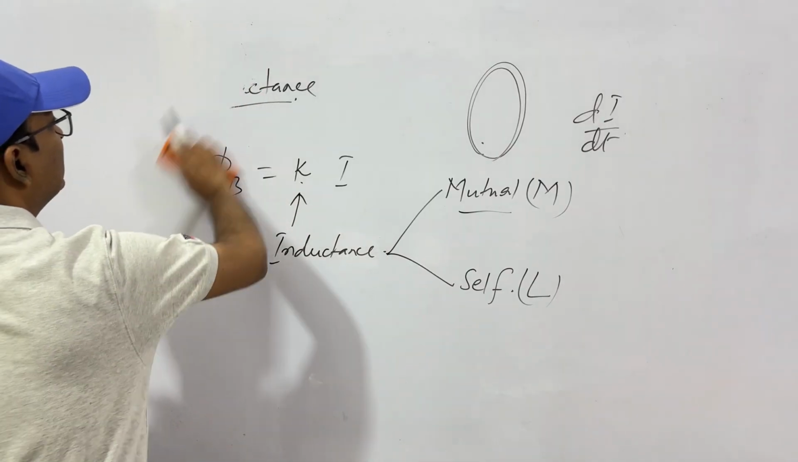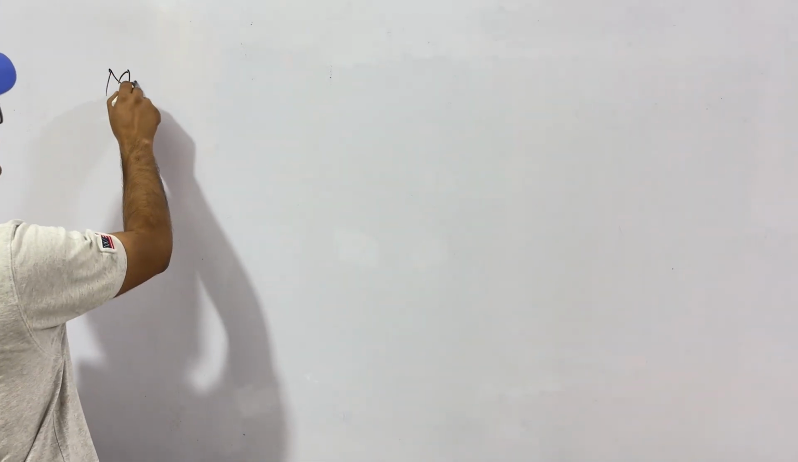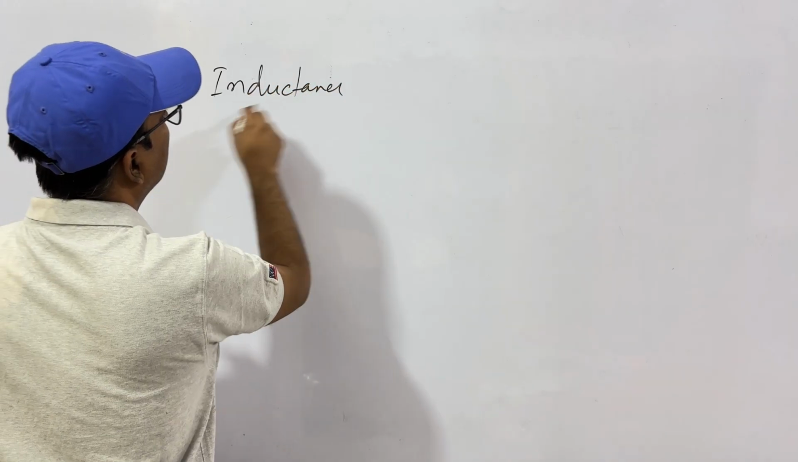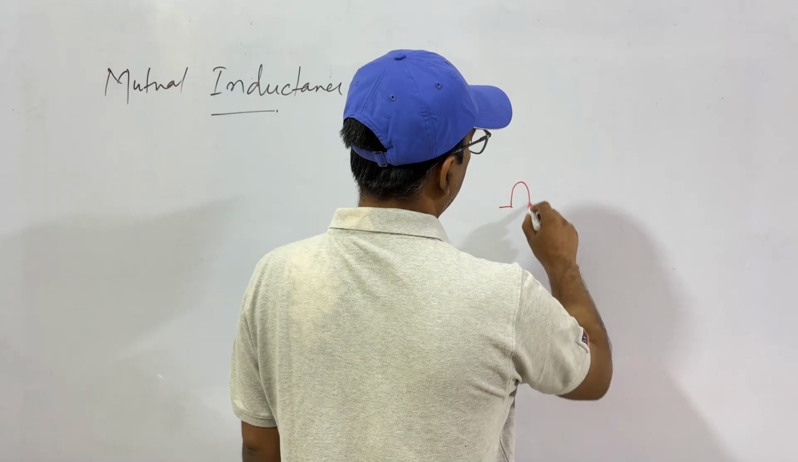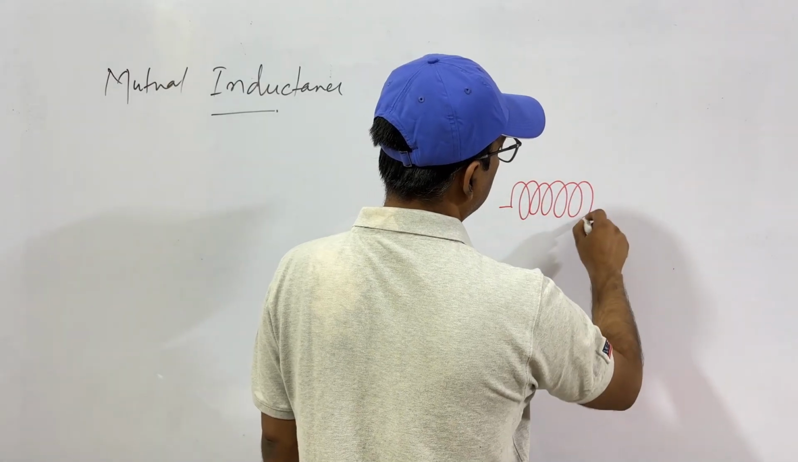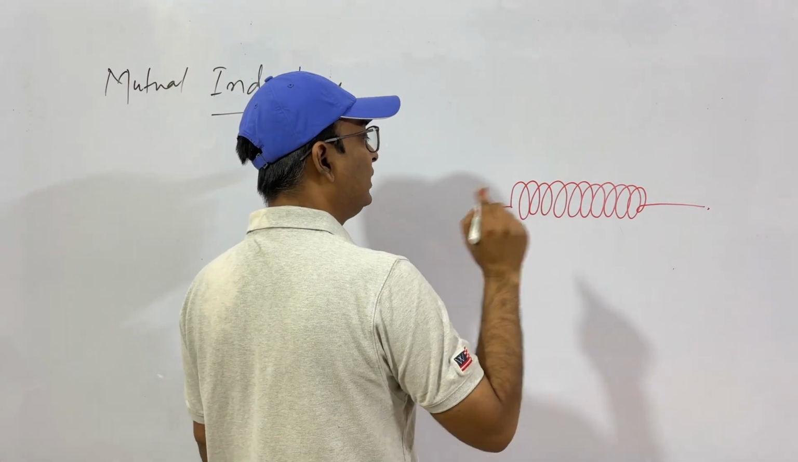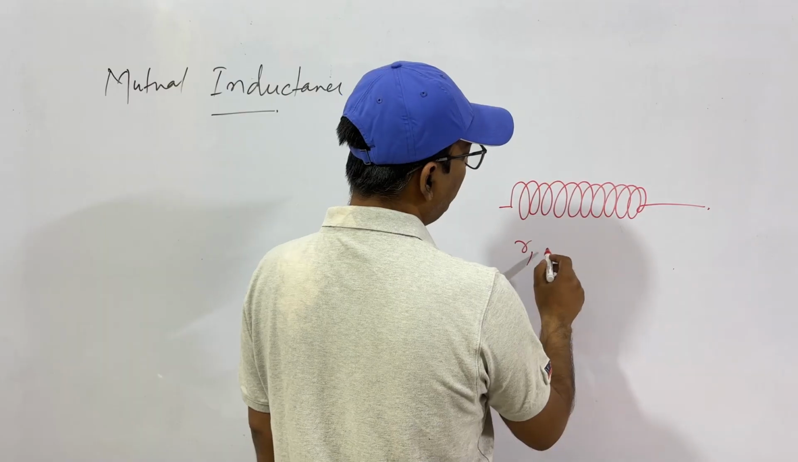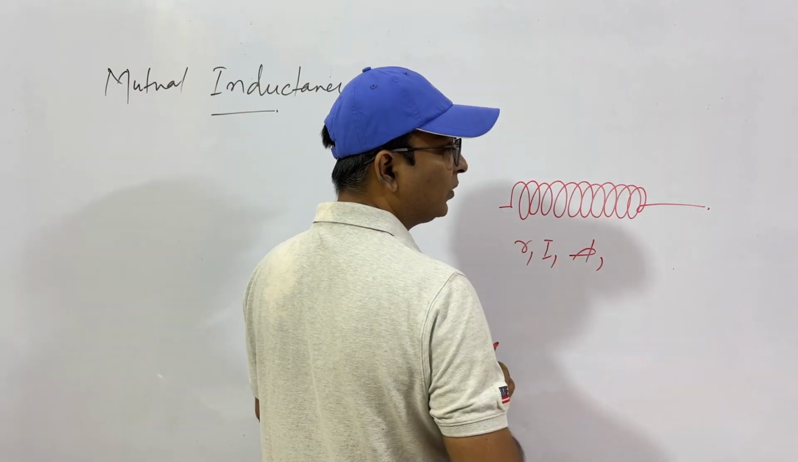Okay, so let's see one by one. First of all, we'll see mutual inductance. Let's say we have a coil here. Let this coil be number 1, and we have R1, the radius of this coil. Let's say the current is I1, phi 1, everything for this first coil.